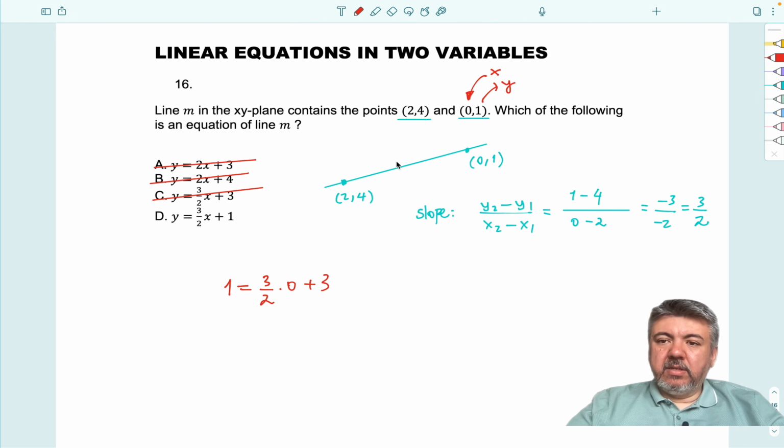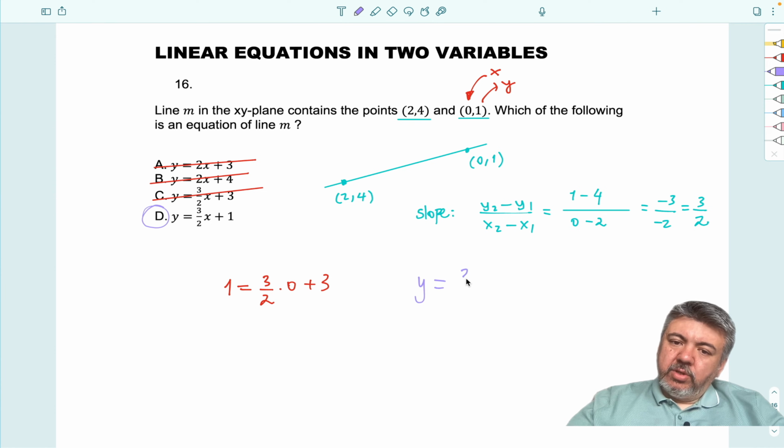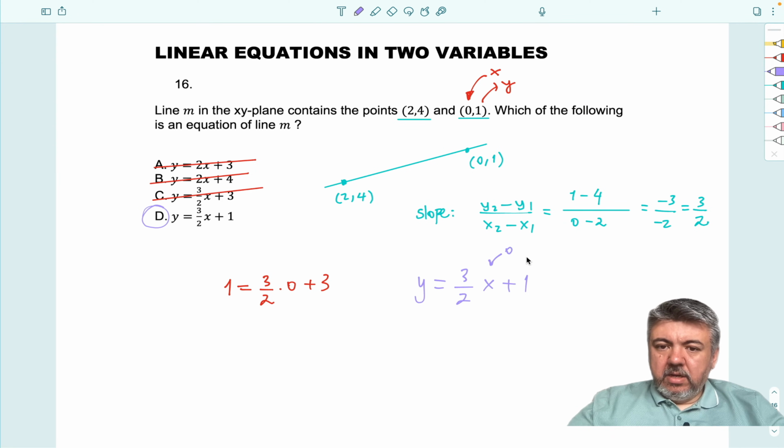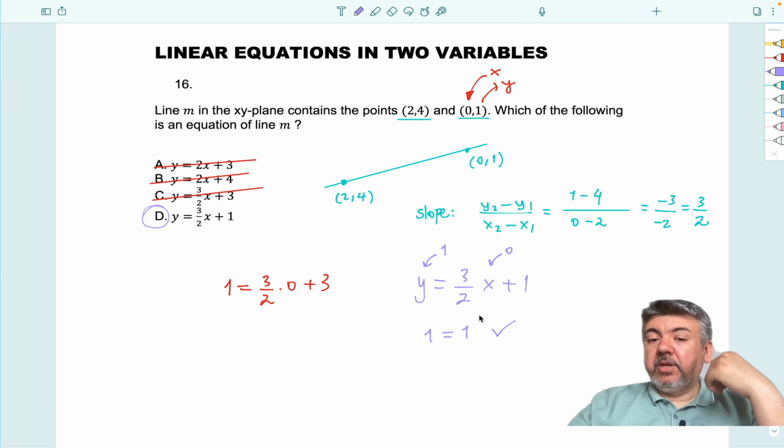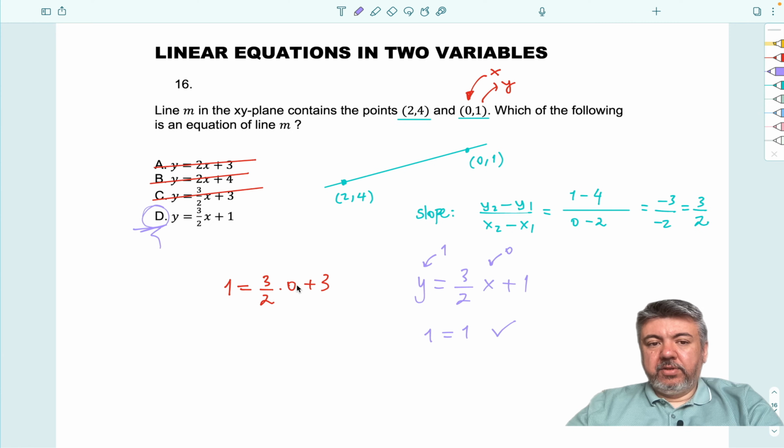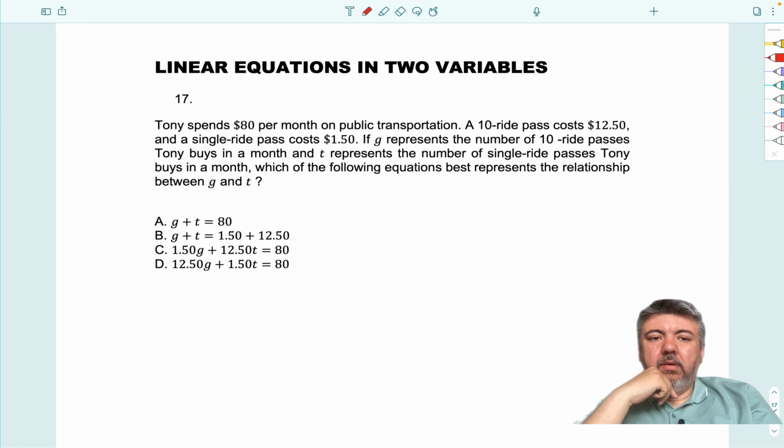C is not the answer. The correct answer is D. Let me show it to you. y equals 3 over 2x plus 1. Substitute 0 into x and substitute 1 into y. 1 equals 0 plus 1. So that's the correct equation. So our line has equation 3 over 2x plus 1.